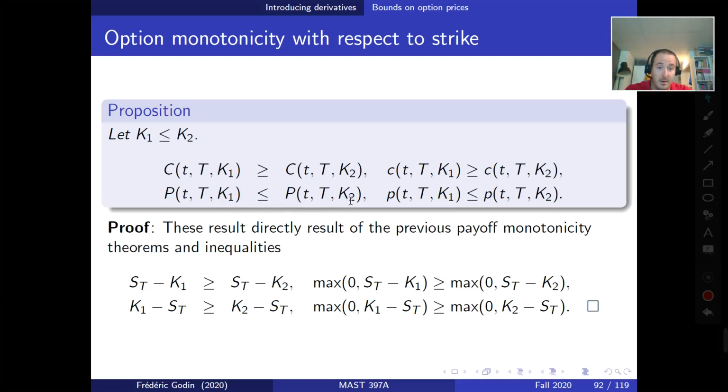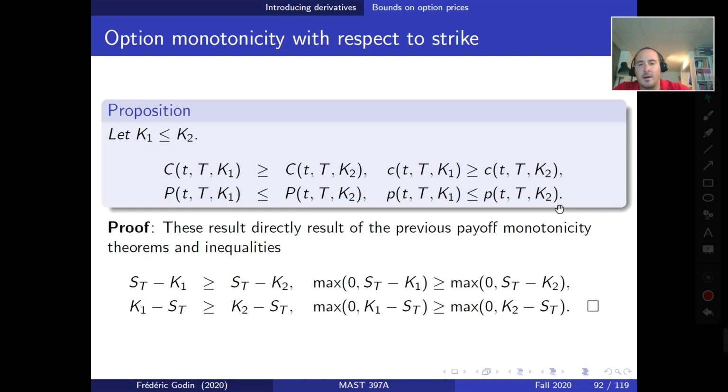But also we have the same result for European put options. So how do we get these results? Well, this is directly obtained from the monotonicity theorem that we've seen earlier.